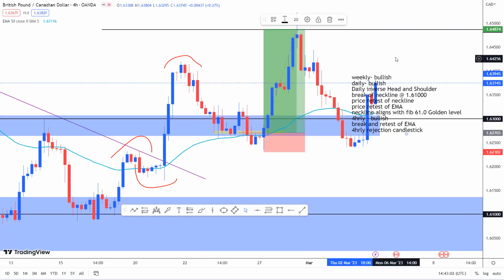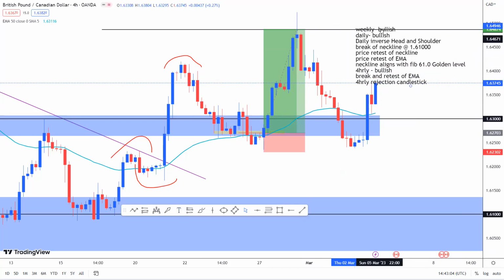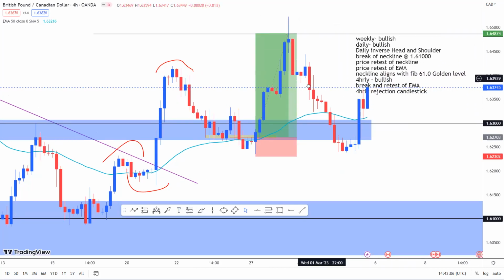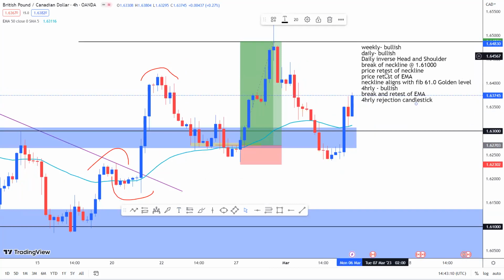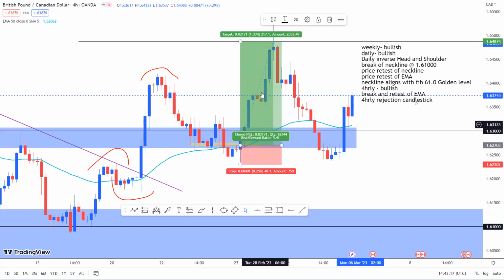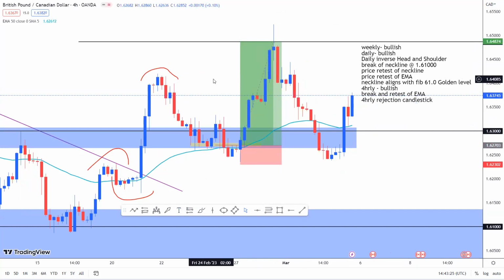Yeah, so you can screenshot this right here, guys. These are the confluences at play for this very setup, and the very reasons why we had ourselves a juicy buy opportunity from GBP CAD last week.